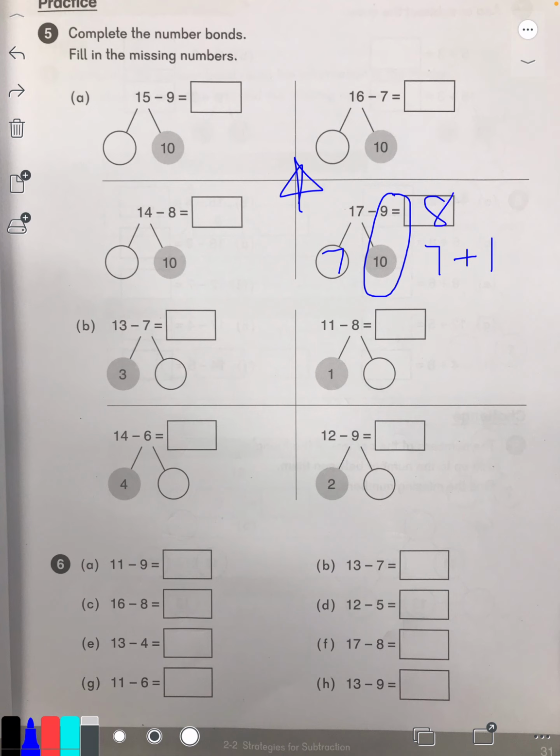All right, so now, similar problem right here underneath that, we're going to be looking at 11 minus 8. 11 minus 8 just has this regular box there, and then has the number bond to complete. So the first thing that we're going to do is complete that number bond. 8 is being made into 1 and something. So 1 plus what equals 8? 1 plus 7 equals 8.